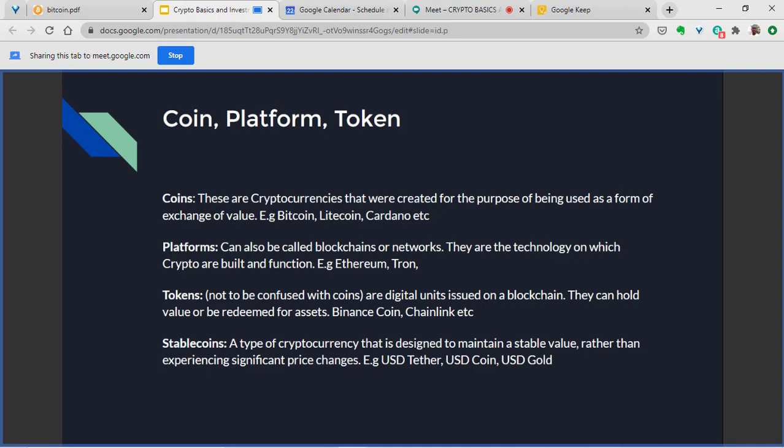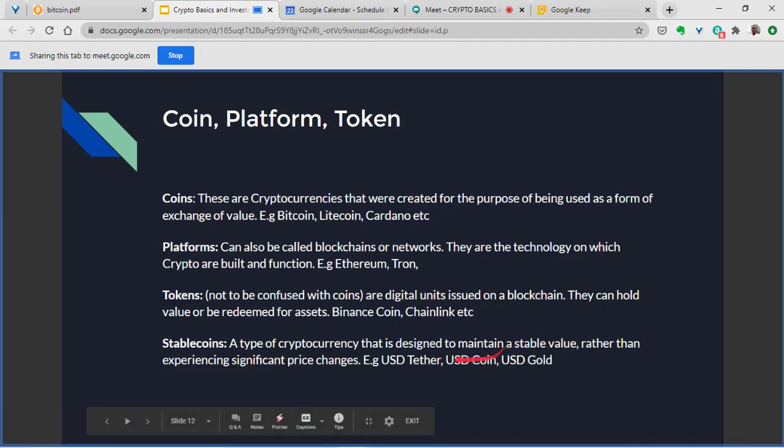Rather than experiencing price change, in cryptocurrency, I don't know if you've ever looked at the market, you always hear, oh, there was a time Bitcoin was $4,000. There was a time it was $1,000. There was a time it was $20,000. So all that volatility made some people not really like Bitcoin and other cryptocurrencies. So people created what we call stable coins.